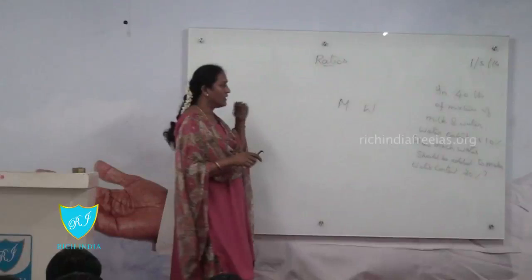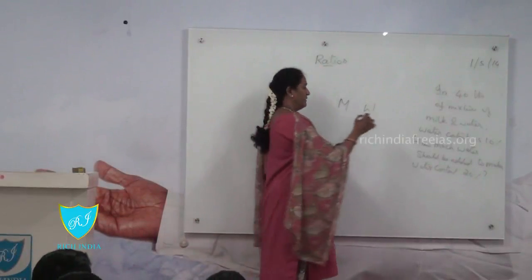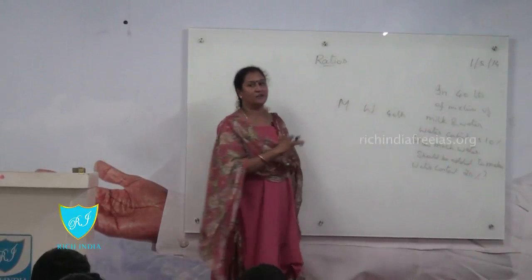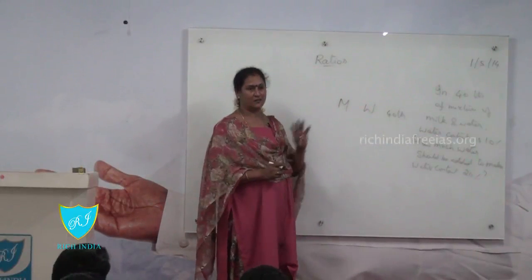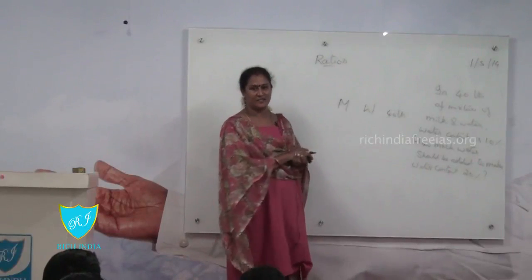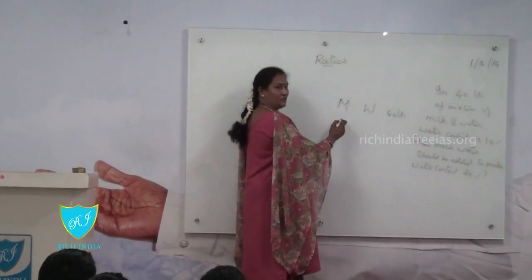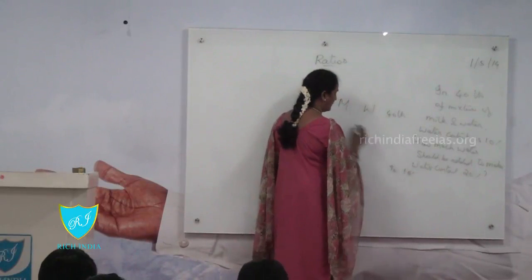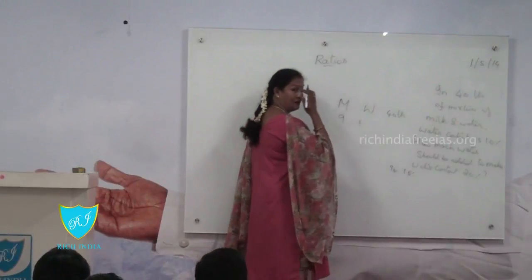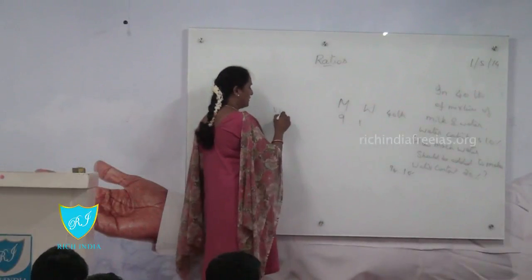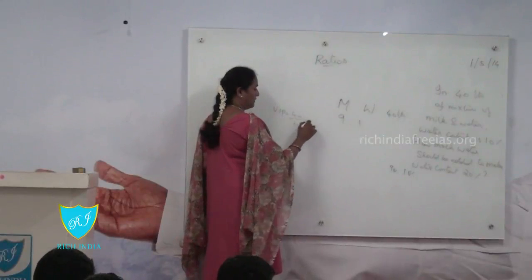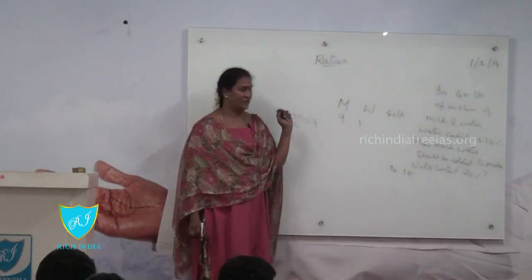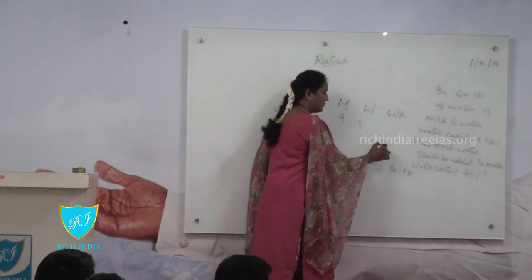In 40 liters, you have 10% water content. So 10% water and milk will be 90%. 4 liters, 36 liters. So ratio 9:1. So water is 10%, milk will be 90%. So when you take the ratio, it is 9:1. So the value of one part is 40 by 10. So 4 liters water, 36 liters milk. So how many liters of water you add is not known.